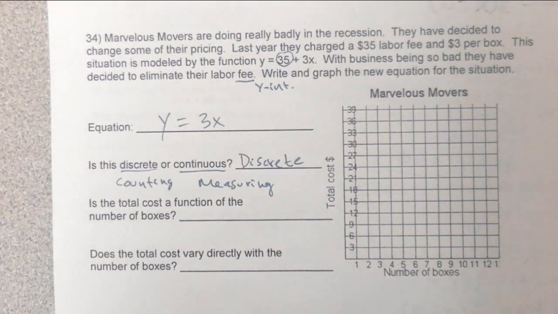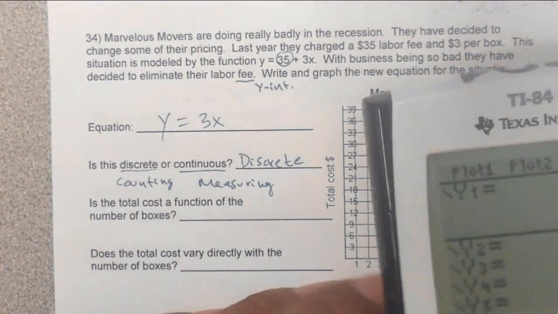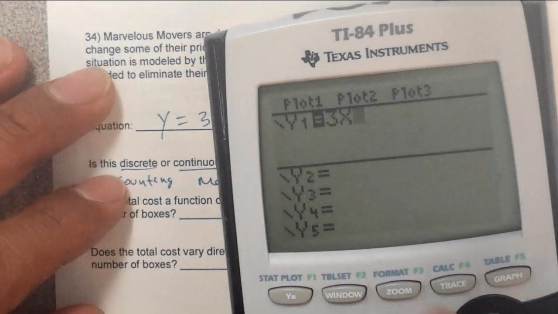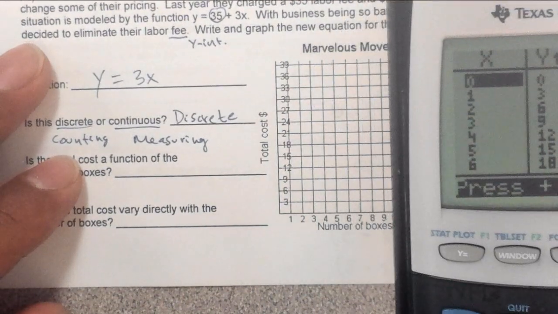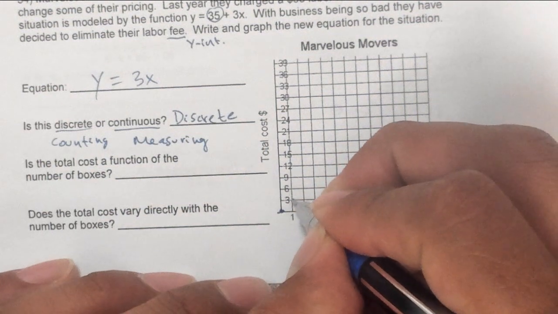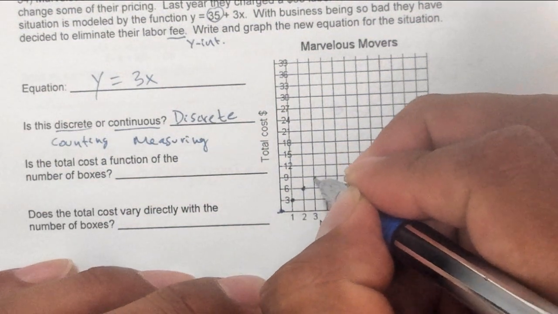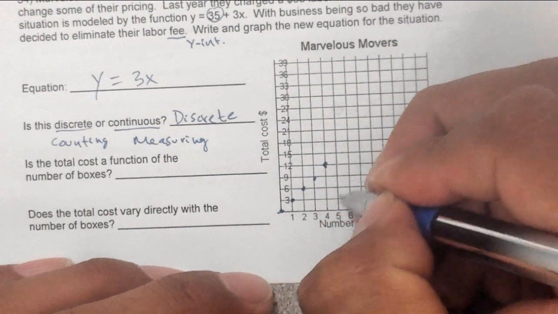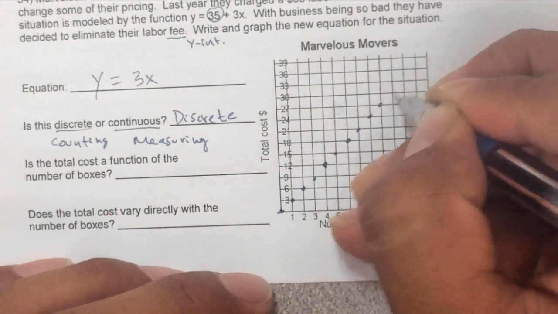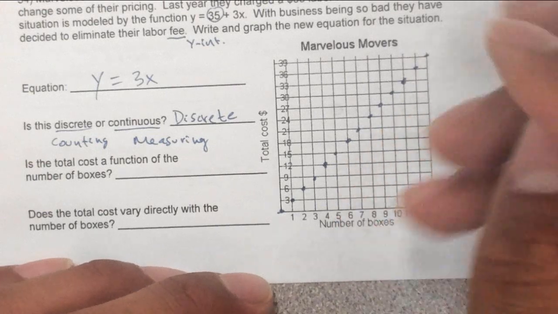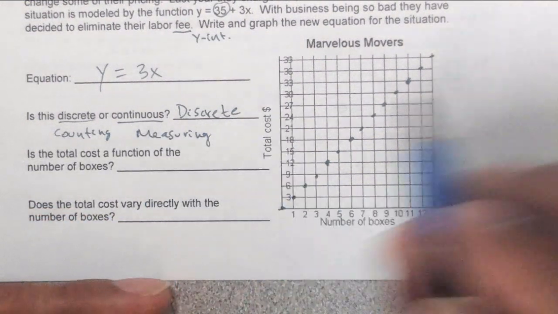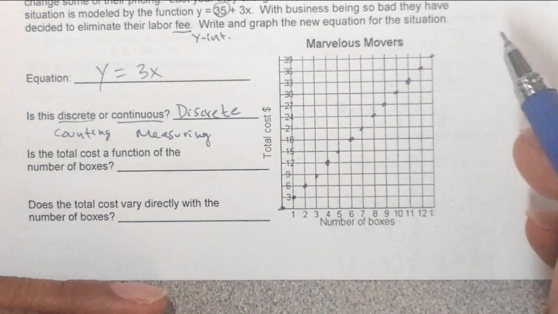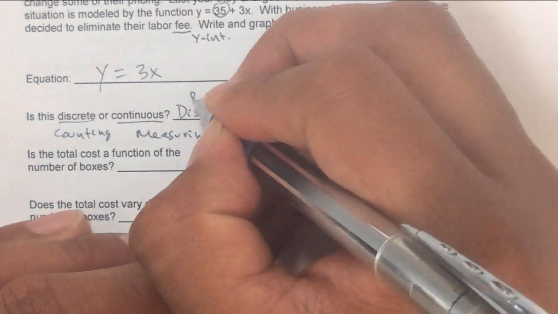Okay, y equals 3x. And you start putting points. I have (0, 0), (1, 3), (2, 6), and so on: (3, 9), (4, 12), (5, 15). So it's basically every corner. Now, notice that I put the points, and since we know that it is discrete, then we have to leave it as it is. We cannot connect these points because discrete means dots. Okay, it's been a while, but it's dots.